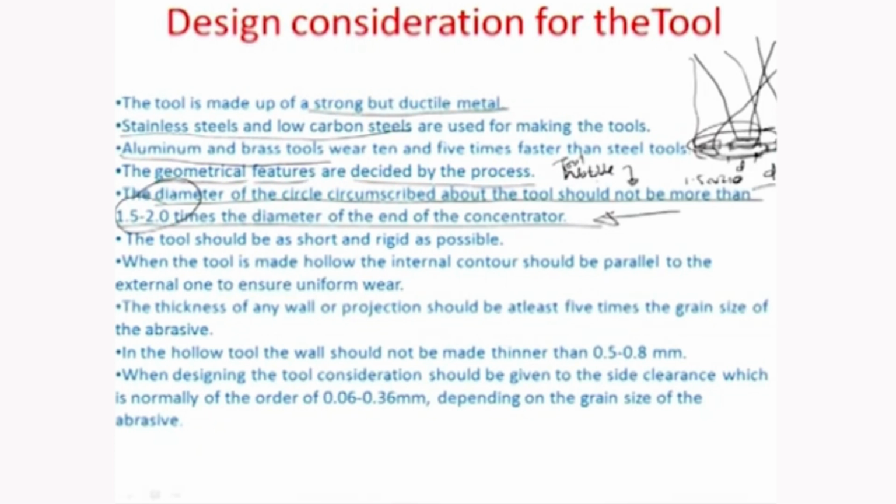The tool should be short and rigid for obvious reasons. If you want to control wobble, the shorter the height of the concentrator from the acoustic head, the better, and the more rigid it is, the less the wobble. One way of doing it is to make the tool hollow. Hollow shafts are more rigid in comparison to solid shafts, and the internal contour of such hollows should be parallel to the external one to ensure uniform wear.